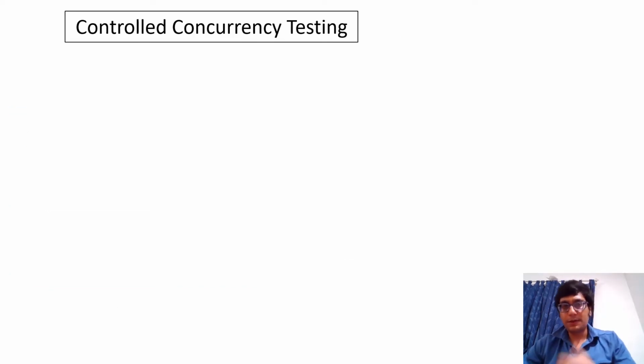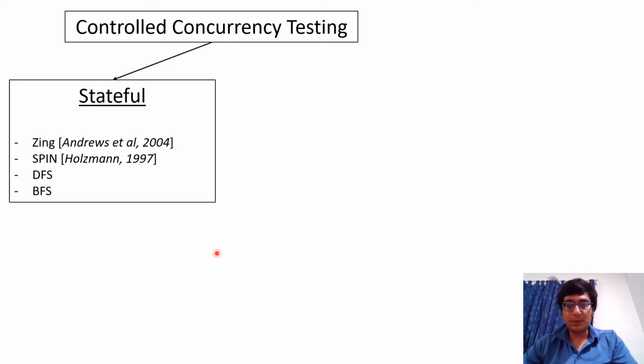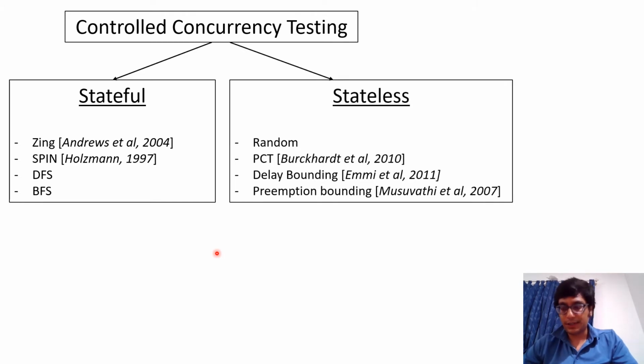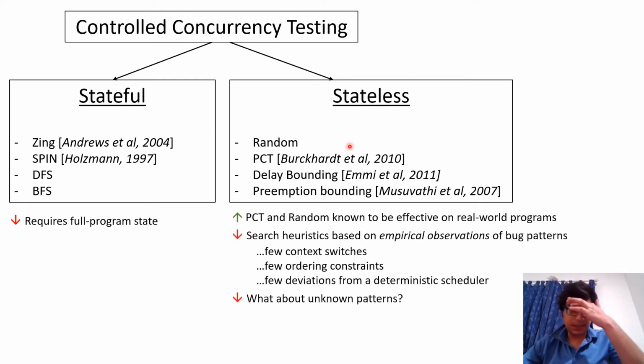The space of control concurrency testing can be partitioned into two groups, algorithms which are stateful and those which are stateless. Stateful algorithms are exhaustive, but they require a full program state representation, and this is often hard to do in realistic programming languages. Stateless algorithms such as random and probabilistic concurrency testing have been known to be effective on real-world programs. These depend on heuristics to choose the next operation based on empirical observation of bug patterns.